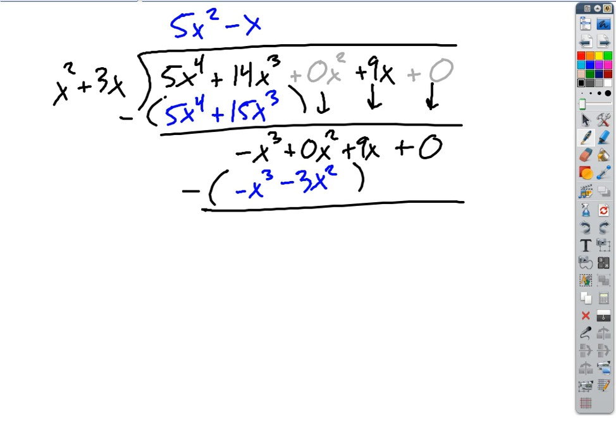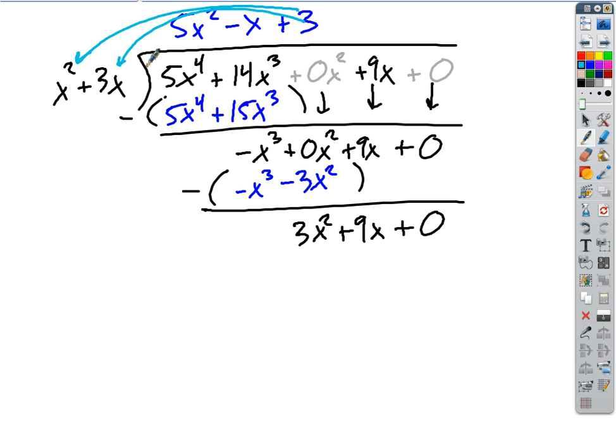So the x cubes cancel. Now, you've got to really pay attention to this one. What is 0x squared minus negative 3x squared? Positive 3x squared. And then we'll bring the other stuff down. x squared times what is 3x squared now? 3, so that's our next term. And if I distribute the 3, 3x squared plus 9x.